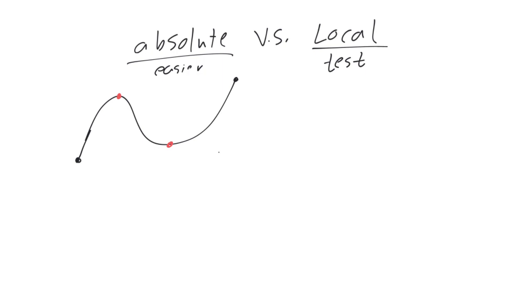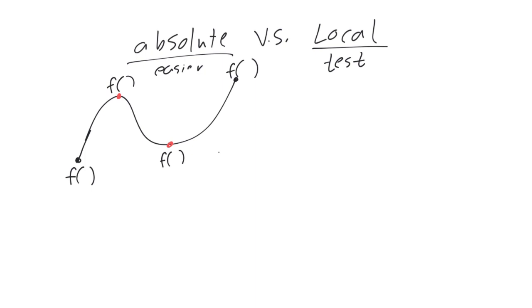But if you're finding the absolute, we're just going to find f of this value, find f of this value, and f of this value, and f of this value. So we just have to plug in. We don't even have to take any derivatives beyond finding those critical points.